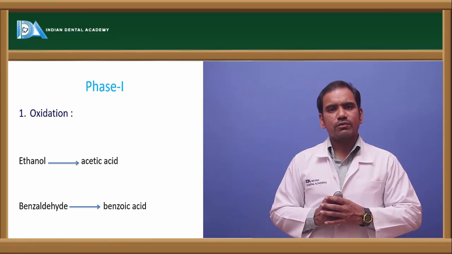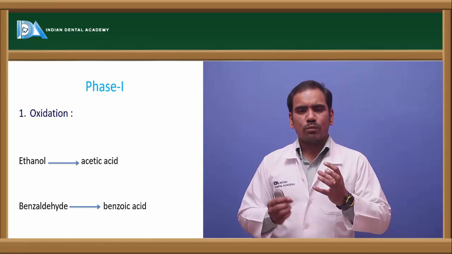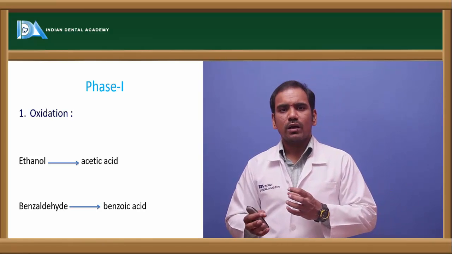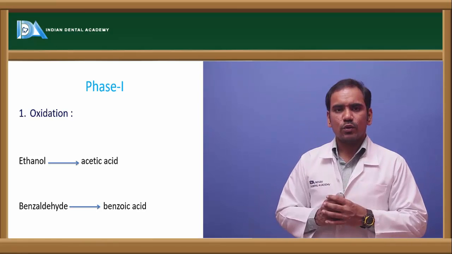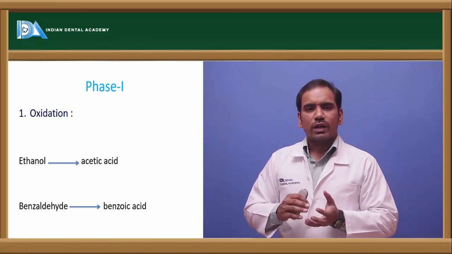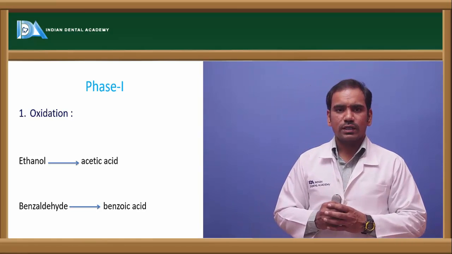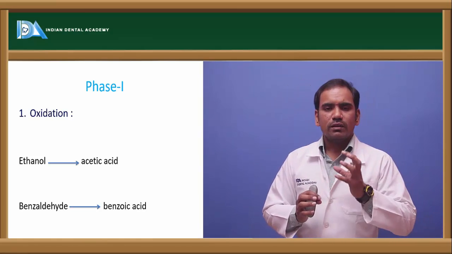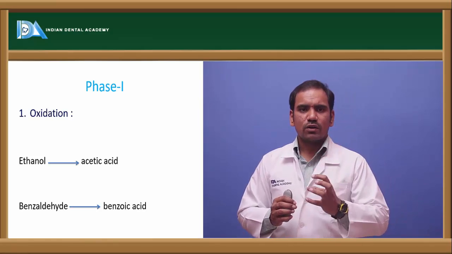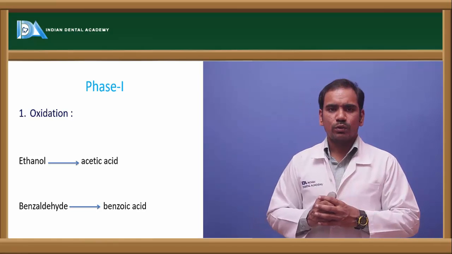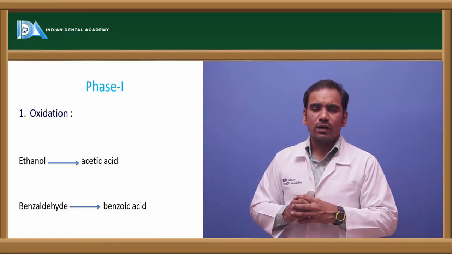Generally in phase 1 reactions, one functional group is added to the toxic compound. It may be a hydroxyl group, it may be a carboxylic group, right? It may undergo reduction, oxidation, or hydroxylation. Whatever it may be, in the phase 1 reactions the toxic compound is modified by adding a functional group. That is what happens in the phase 1 reactions.